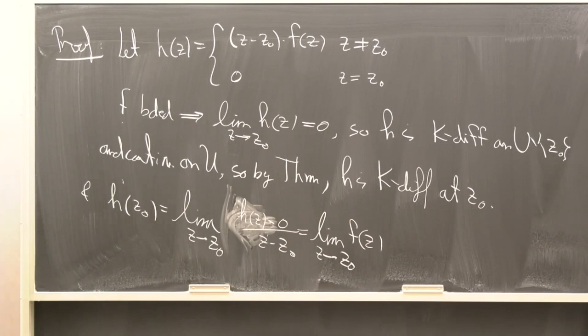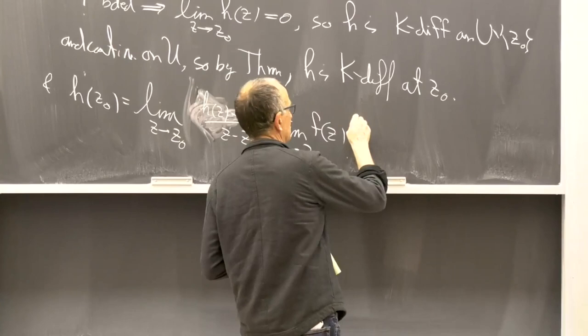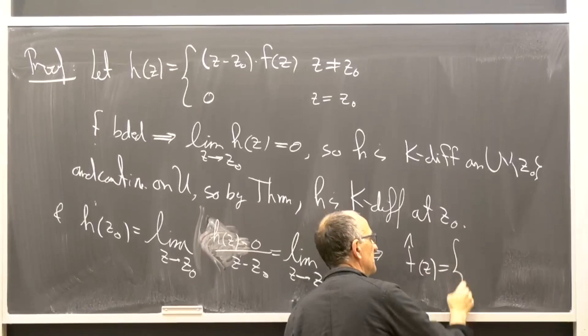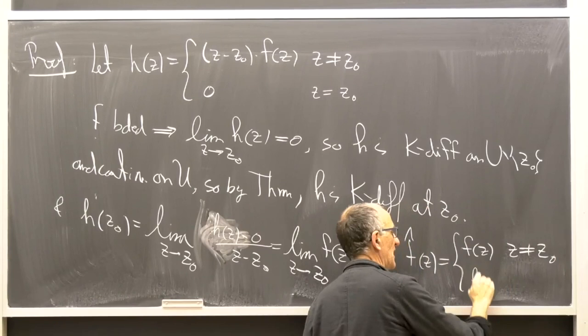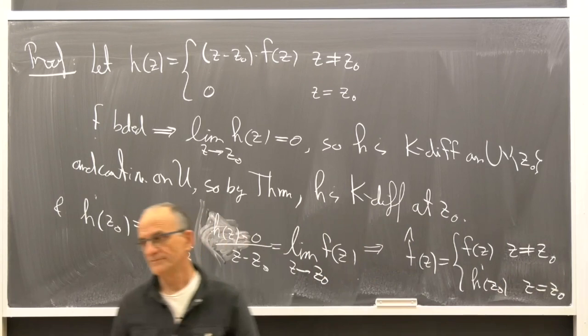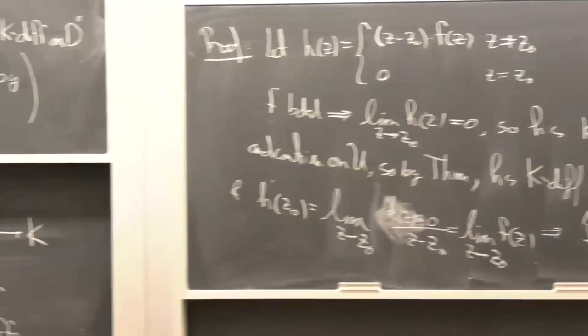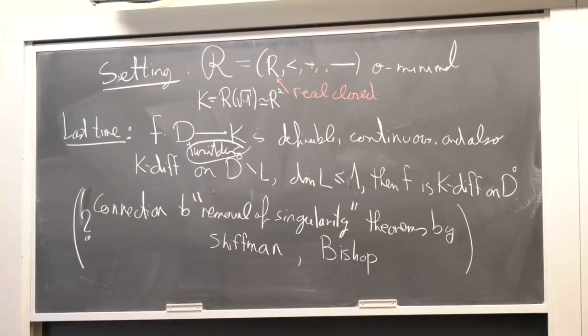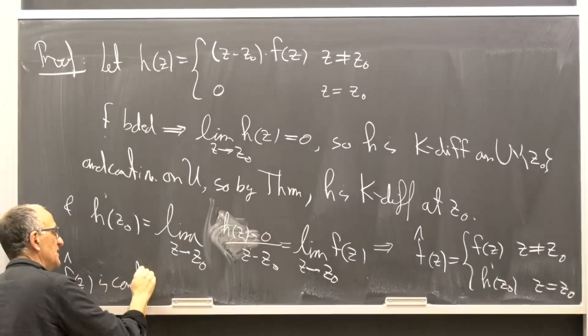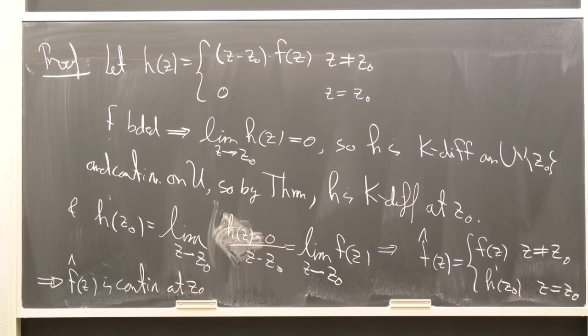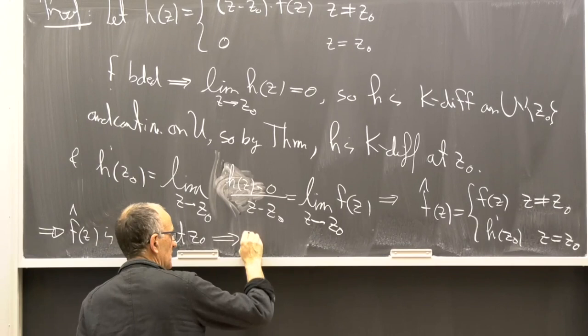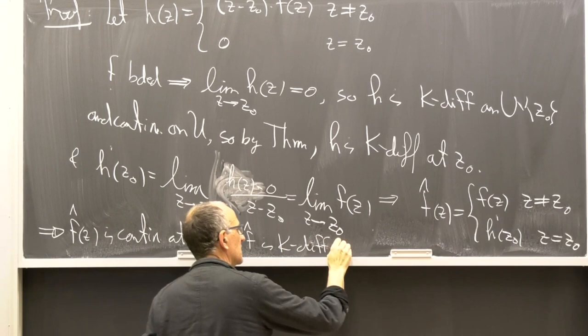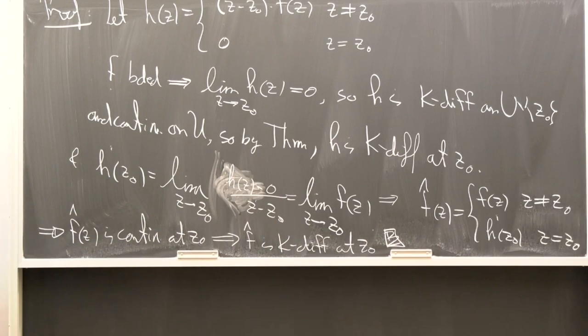So now F can be extended, right? So the function F hat, which is defined to be F of Z outside Z0 and H prime of Z0 at Z0, is continuous. So again, we apply to it the theorem from before, because now it's not only bounded. F is continuous now at Z0. It has a limit. So differentiable again by the same theorem. So F hat is differentiable at Z0. So we showed that Z0 is indeed removable.